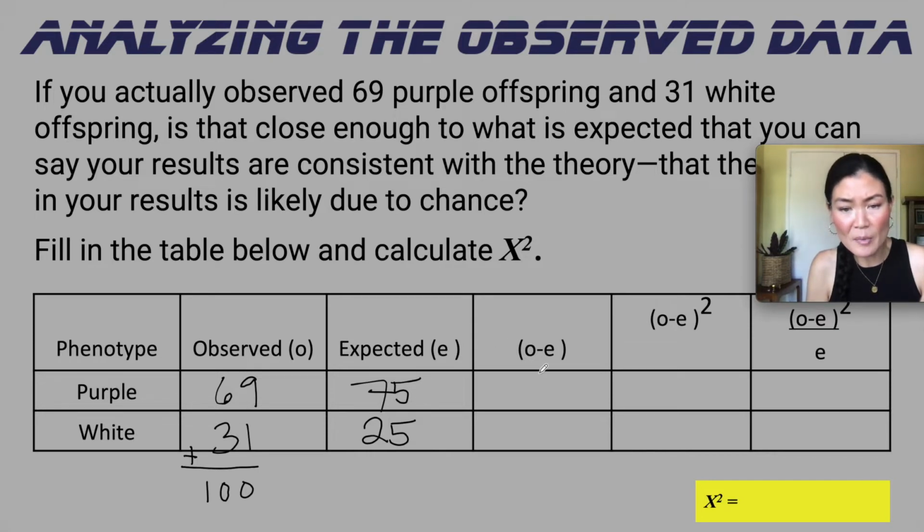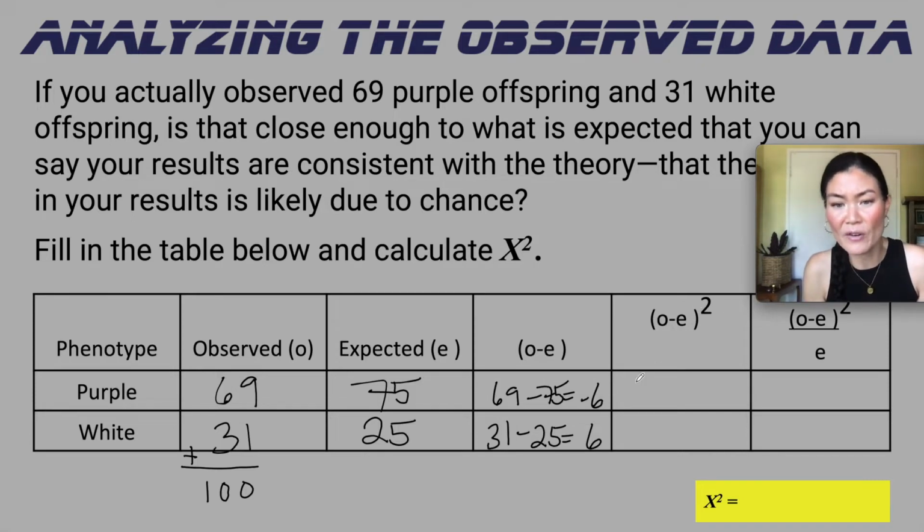And then the next part of the table here is O minus E. So it's going to be 69 minus 75, and that's going to be negative 6, okay? And then O minus E over here is 31 minus 25, and that also gives us 6, all right? And then the top part of the equation, you have to square it, okay? So negative 6 squared is 36. And then 6 squared is 36, okay?